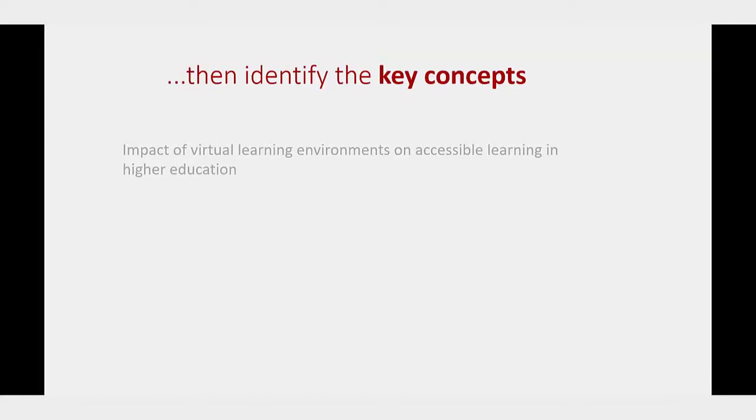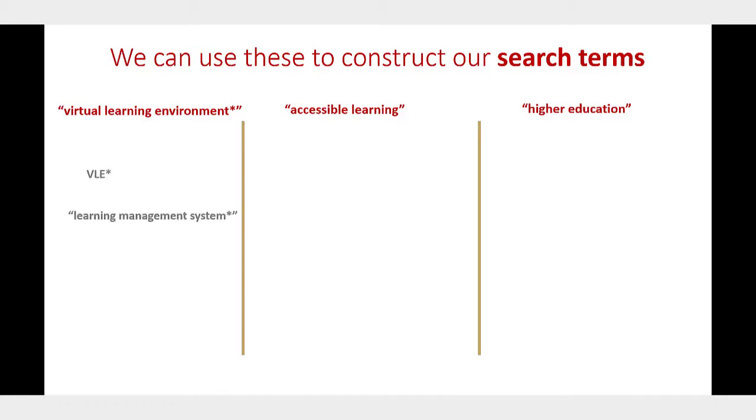Right, so we're going to pick out the key themes from this topic: virtual learning environments, accessible learning, higher education. And then we'll use these themes to help us think of some further keywords to try in our search. Some of these terms will either broaden our search or help us to focus it further.